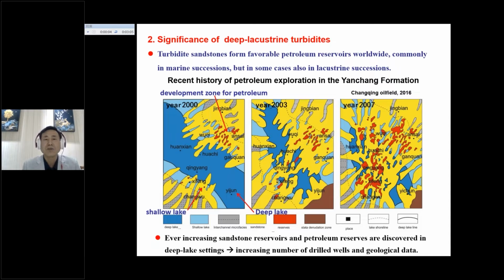Significance of deep lacustrine turbidites. Turbidite sandstones form favorable petroleum receivers worldwide. From the recent history of petroleum exploration in the Yanchang Formation, we can find that over the years, ever-increasing sandstone receivers and petroleum reserves are discovered in deep lake settings. So in the future, the deep lake area is the main target.